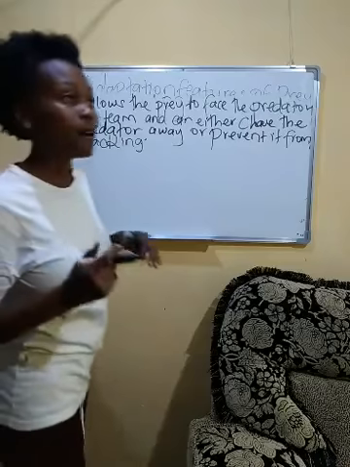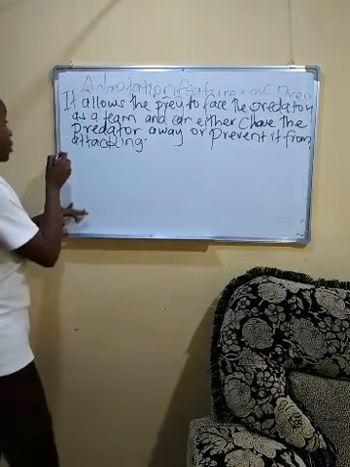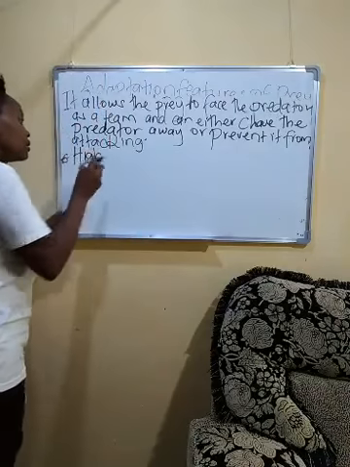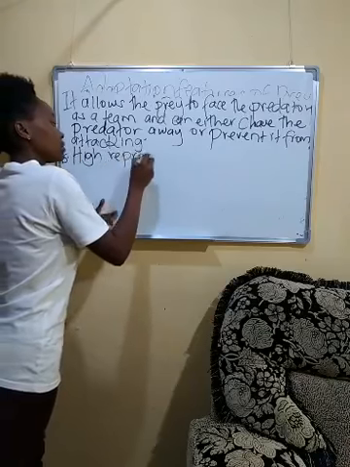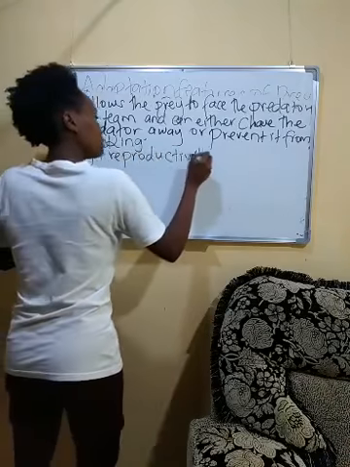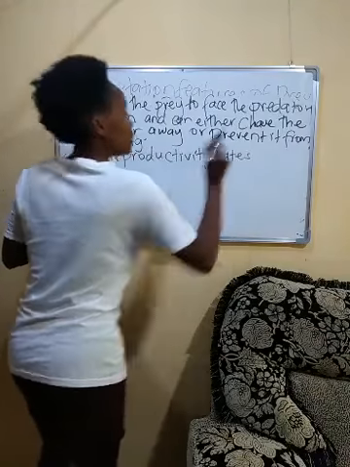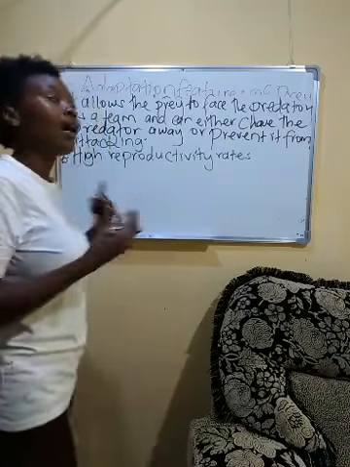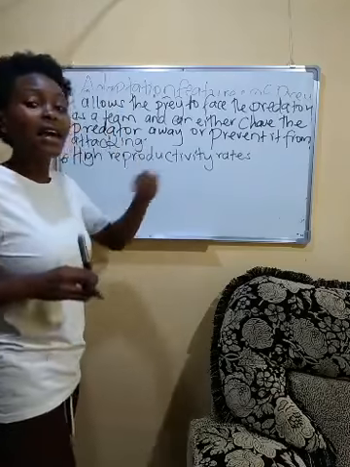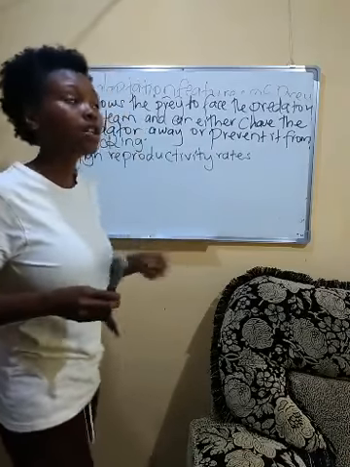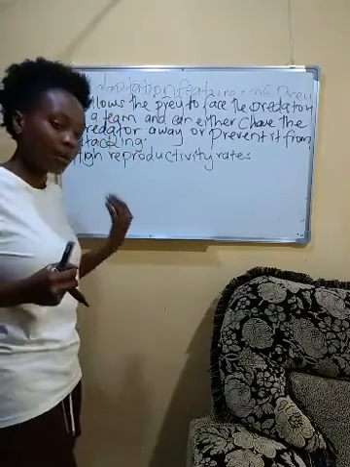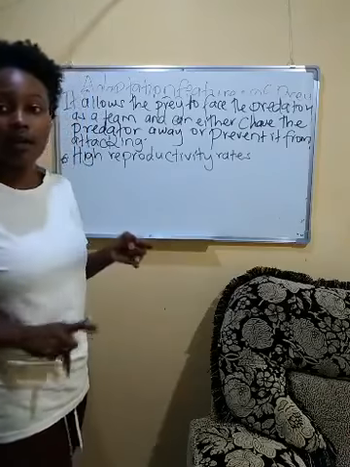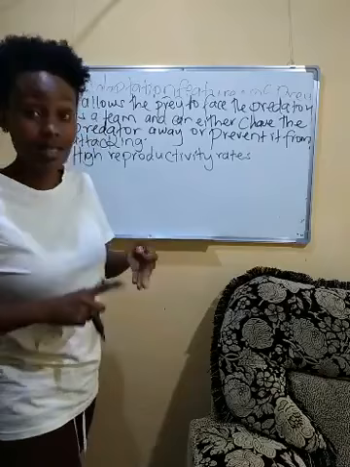Then we can also have another characteristic, which is high reproductivity rates. So what do we mean by high reproductivity rates? Most prey are able to understand that they are an easy target of many predators. For example, an antelope is prone to attack by a hyena, by a lion, or even by cheetahs and leopards.